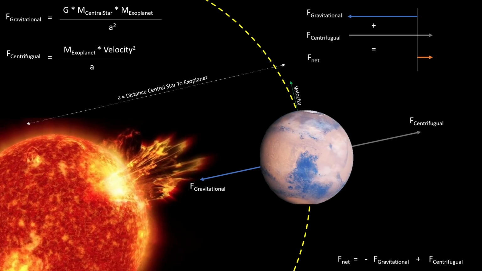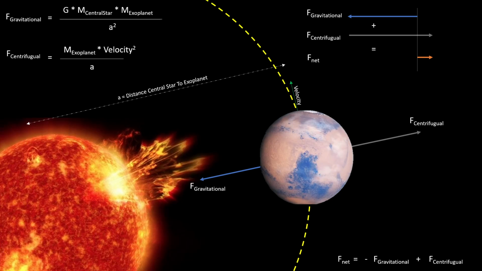Taking it one step further, what about some other star out there in our galaxy or in the universe? And maybe that star has some exoplanets orbiting around it. So here's the question. If we know how long it takes for the exoplanet to make one orbit around that central star, and we know the distance between that exoplanet and the central star, can we then somehow calculate the mass for that central star?